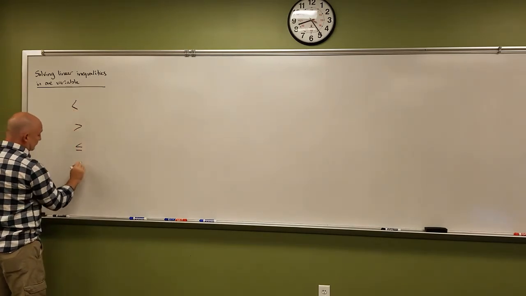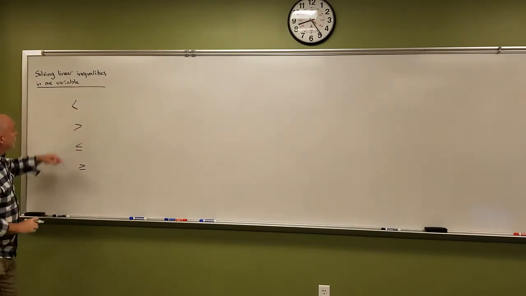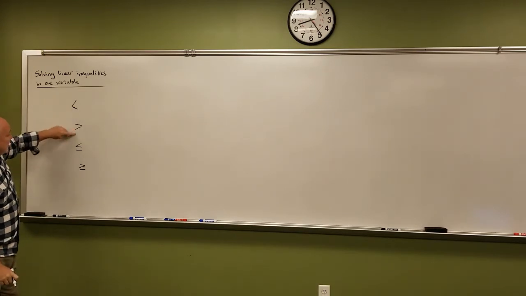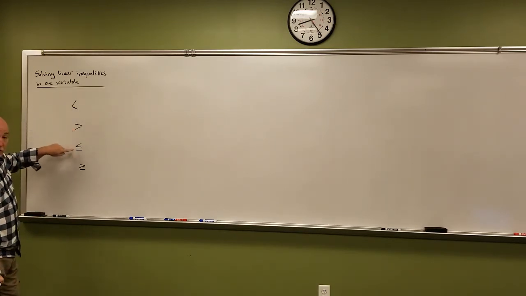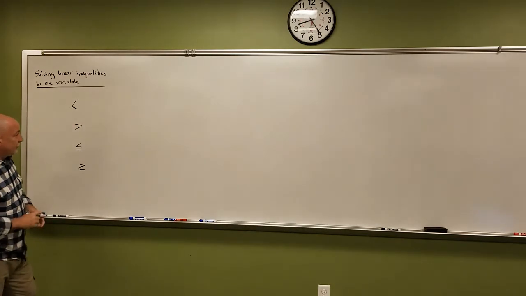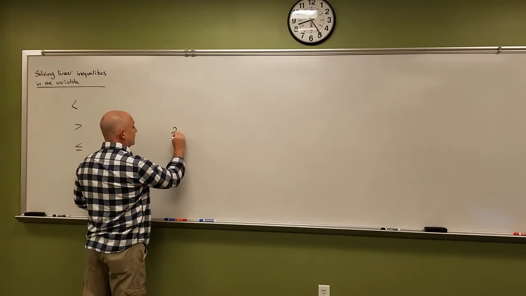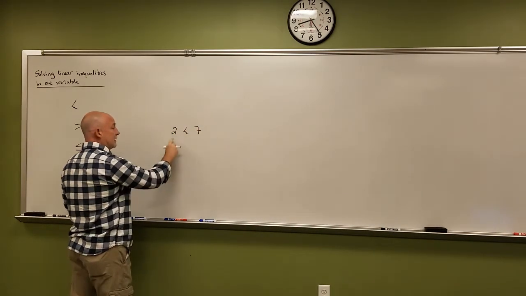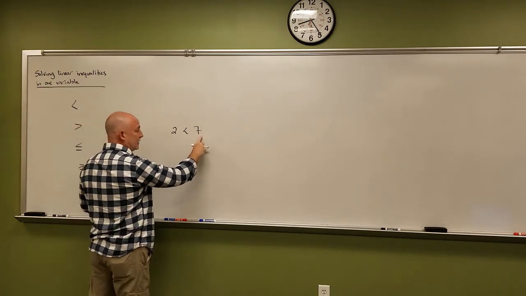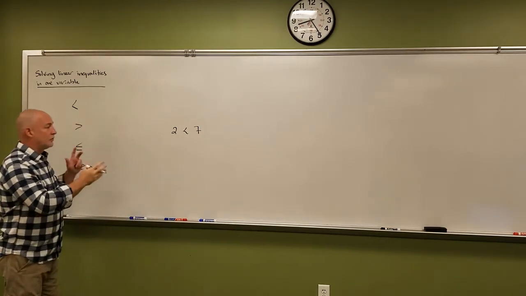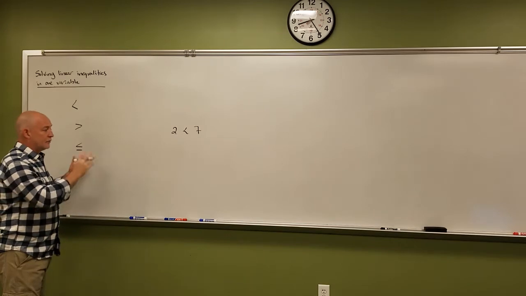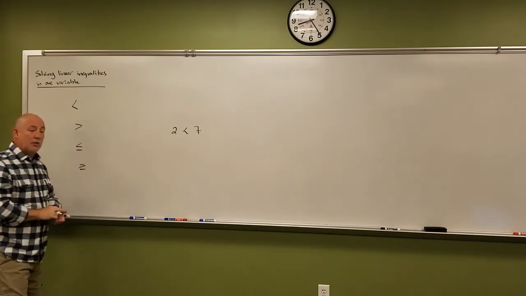It's these symbols. And generally speaking, we tend to read this as less than, greater than, less than or equal to, or greater than or equal to. So if we had a statement like this, we would read this as 2 is less than 7. So it's an order operator. It kind of tells us what order things are on the number line.